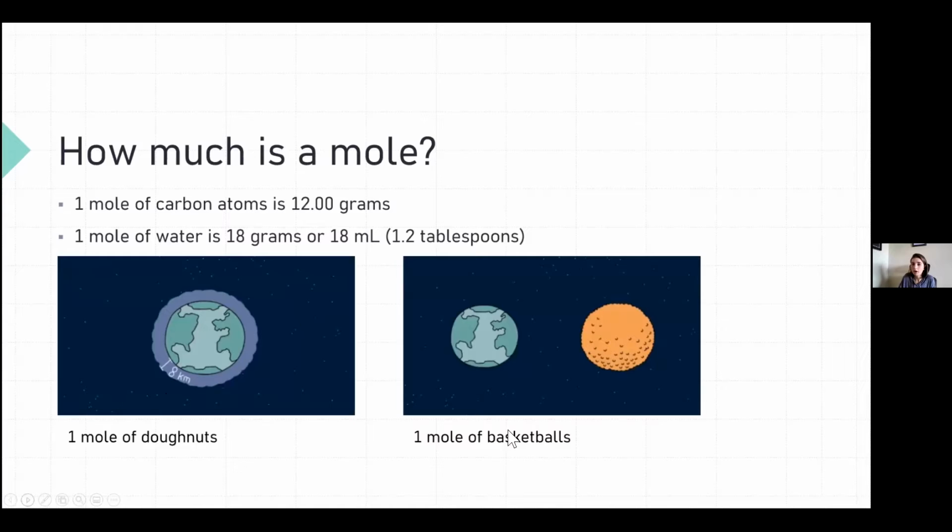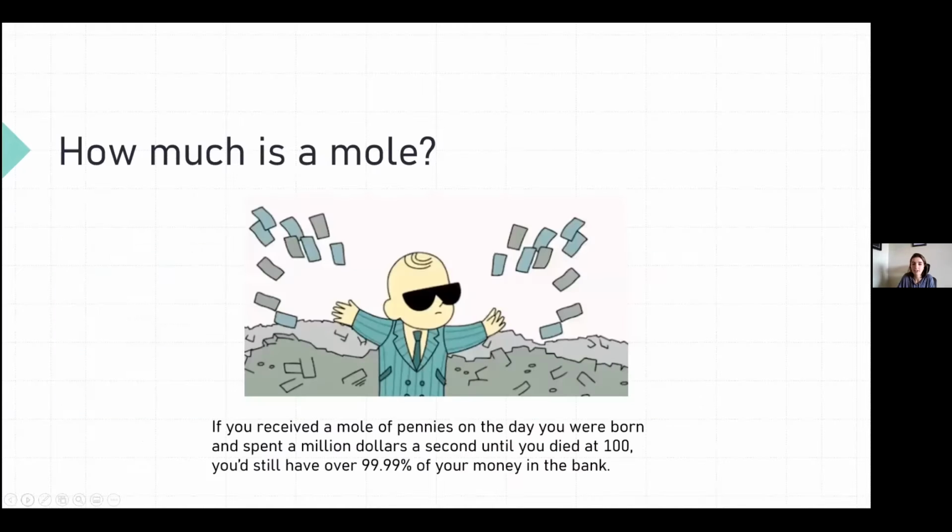1 mole of basketballs is about the size of the Earth, which is obviously really big. I thought this was kind of fun. If you receive 1 mole of pennies on the day you're born and you spend $1 million every single second until you die, you'll still have pretty much all of your money left in the bank when you die. So a mole is a really, really big number.